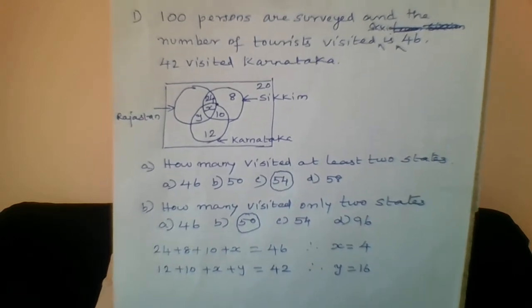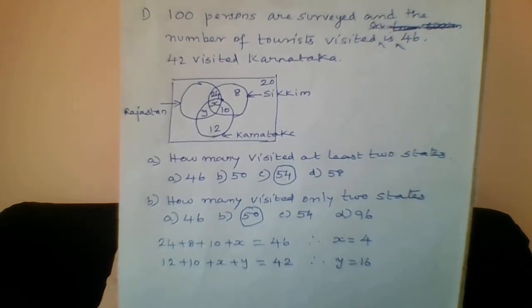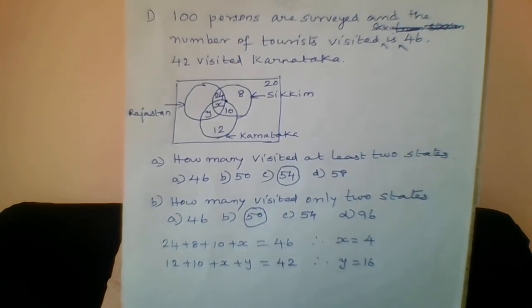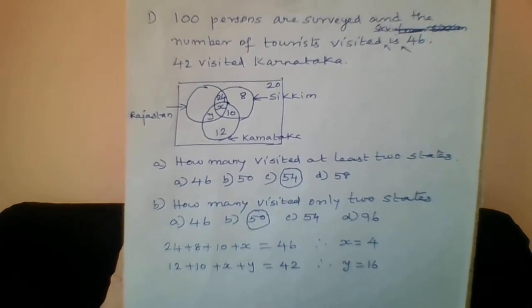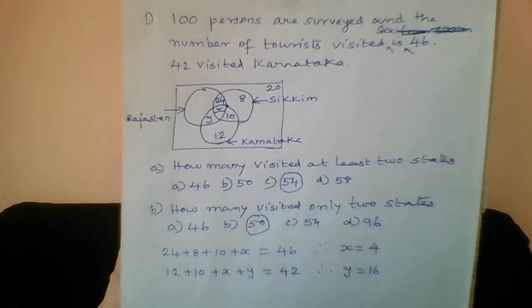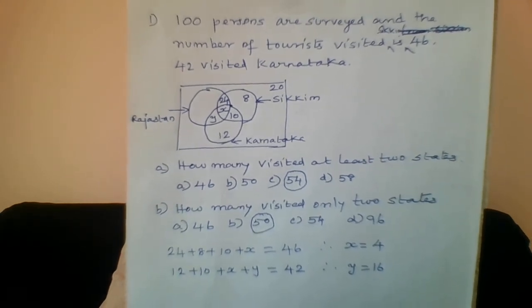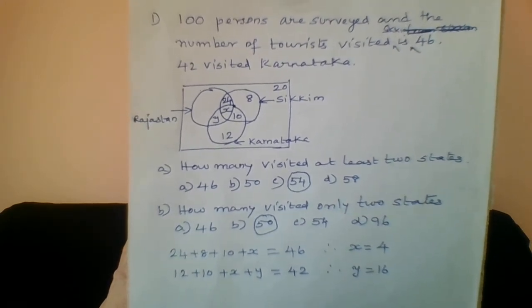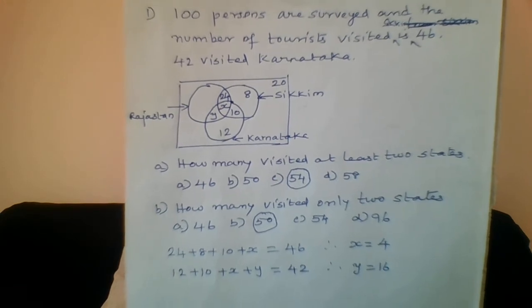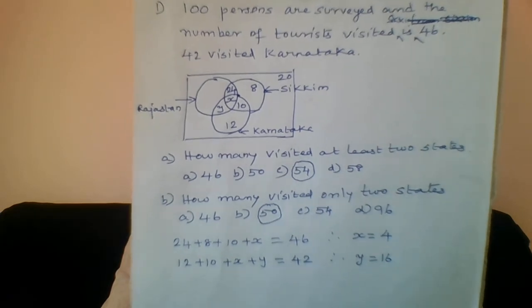So this is a problem where 100 tourists visit three states: Sikkim, Karnataka, and Rajasthan. 46 people visit Sikkim, 42 visit Karnataka. And the diagram is given. The rectangle represents the total number of tourists, that is equal to 100. One circle represents the tourists who visit Karnataka. The other circle represents the tourists who visit Sikkim. And the third circle represents the tourists who visited Rajasthan. And X represents the tourists who visit all the three states. Now let us try to find X and Y.